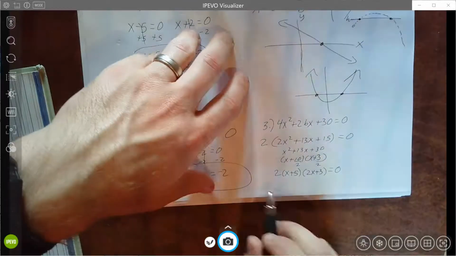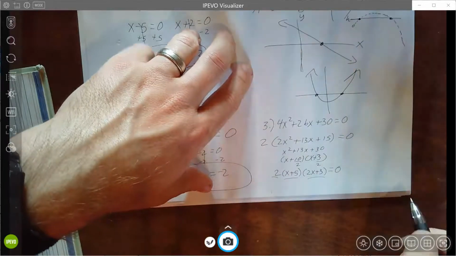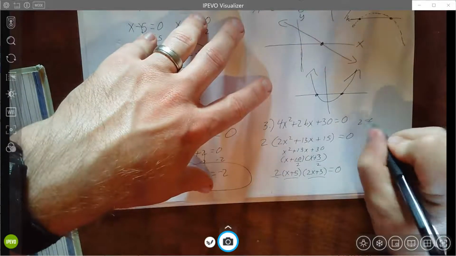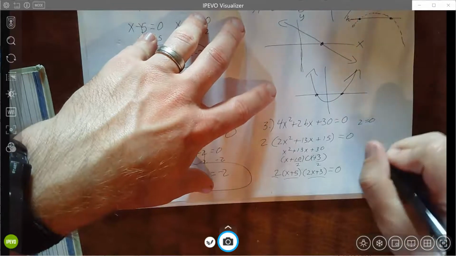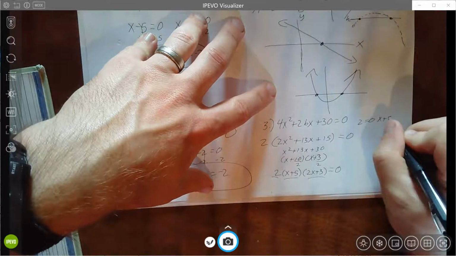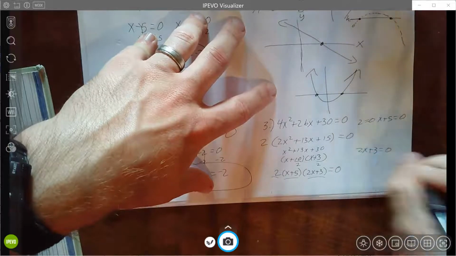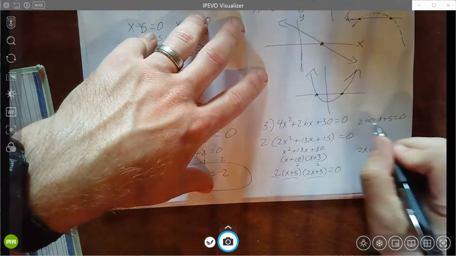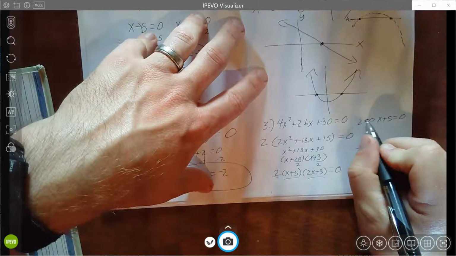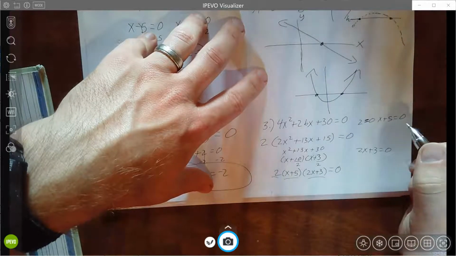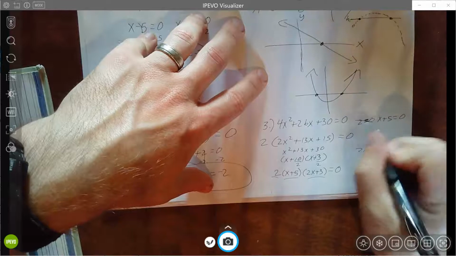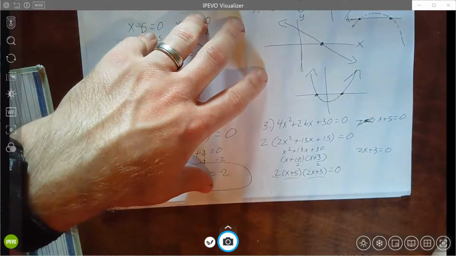And now I have 3 factors. I have this, this, and this. So I say 2 equals 0. I say x plus 5 equals 0. And I say 2x plus 3 equals 0. So if I say 2 equals 0, there's no x there to even solve for. And 2 does not equal 0. So I don't get a solution from that factor.